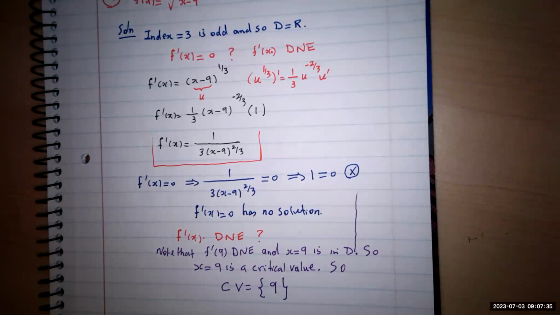We have the critical values. What's going to be the next step? At which point are we going to get the maximum, and at which point are we going to get the minimum? That's your job for the rest of this chapter.